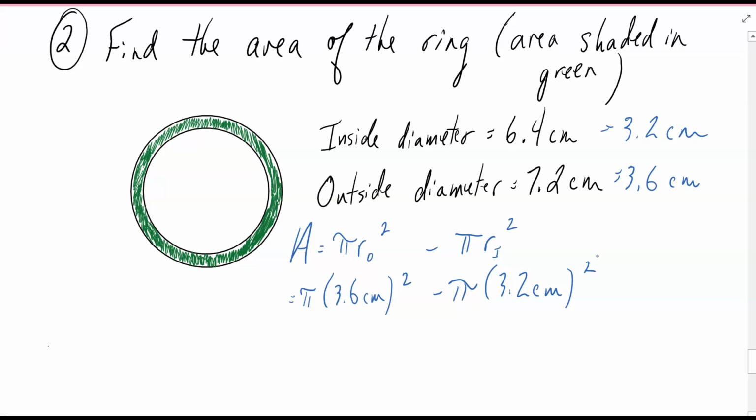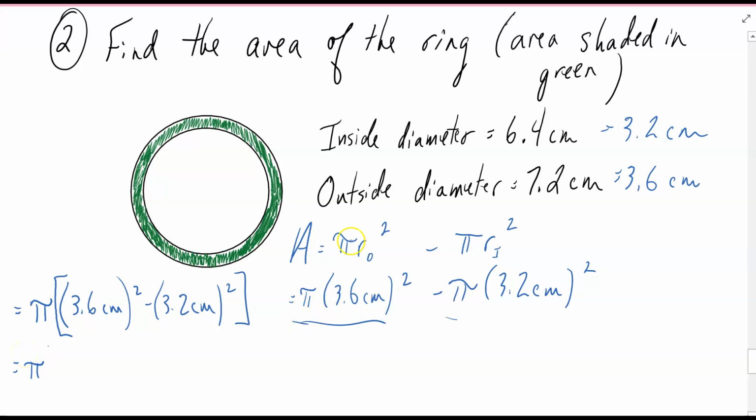Now, one of the things you can do, and I'm going to do it over here on the left-hand side, is there's a common factor of pi. So we can factor the pi out. And then I just have to do 3.6 centimeters squared minus 3.2 centimeters squared. That way I don't have to multiply by pi yet, because if we stick with it this way, I'm going to be squaring, multiplying by pi. I'll get a decimal value that I'll have to carry decimal places. So the most accurate will be to do the squaring first.